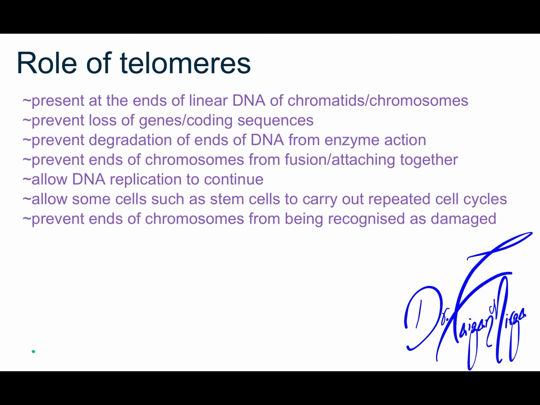Then these telomeres allow the DNA replication to continue, because as the telomeres keep shrinking, more cell cycles can continue until the telomeres are shrunk altogether. They allow some cells, specifically the stem cells, to carry out repeated cell cycles continuously. Repeated mitotic cell cycles continue because the telomeres stay lengthened or elongated. They also prevent the end of the chromosome from being recognized as a damaged end.